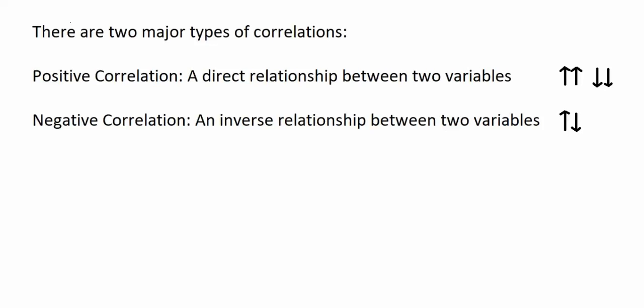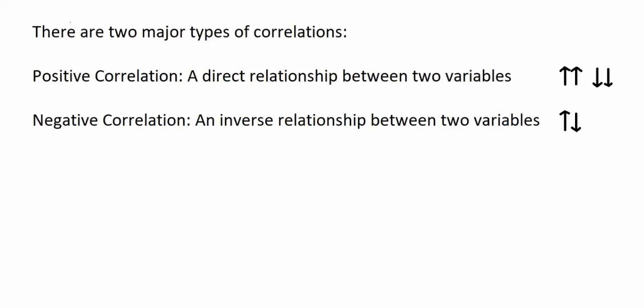So the two major types of correlations are a positive correlation and a negative correlation. I mentioned earlier that a correlation is a tendency for two things to go along with each other. It's a tendency for two things to go hand in hand. And it turns out that there's not just one type of correlation. There's actually two types, or two major types. And a positive correlation is a direct relationship between two variables. So a positive correlation is a tendency for two things to go up together and down together.